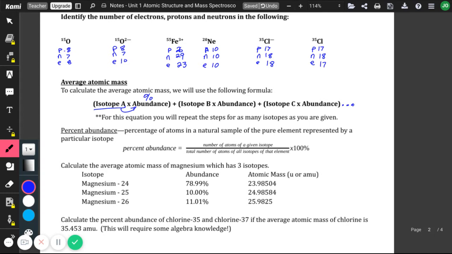Okay. Now, again, you repeat that as many times as you need to find what your average atomic mass would be. Okay. Now, what is abundance? Again, it is the percentage that you find of that substance. So it's the number of atoms of a given isotope divided by the total number of atoms that you're working with. So the total of all the isotopes that you have. It's the same thing as anytime you find a percentage, part over whole times 100. So that's how we found the percent abundance.